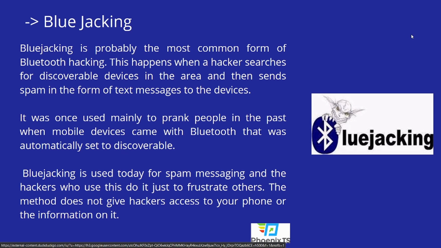Bluejacking is the most common form of Bluetooth hacking. This happens when a hacker searches for discoverable devices in the area, in a 10 to 30 meter radius, and then sends spam in the form of text messages to devices. It was once used mainly to prank people in the past, when mobile devices came with Bluetooth automatically set to discoverable. Bluejacking is used for spam messaging, and the hackers who use this do it to frustrate others or spread a message. The method does not give hackers access to your phone or the information on it. Here, the hacker doesn't gain control of your device but spams you.